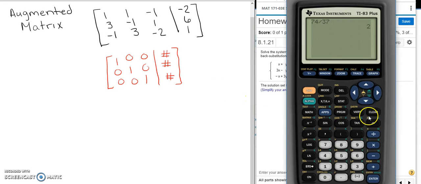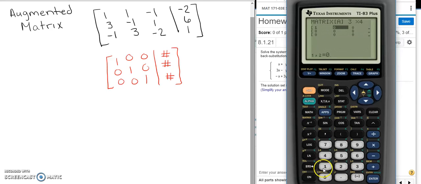Okay? So in your calculator, we do second matrix right here. This is a list of all our matrices. If we go over to edit, it's the same list, but now we can edit the matrix. So I'm going to just put in matrix A. Our matrix is going to be 3 rows by 4 columns. So then it sets you up, and we just need to type it in.